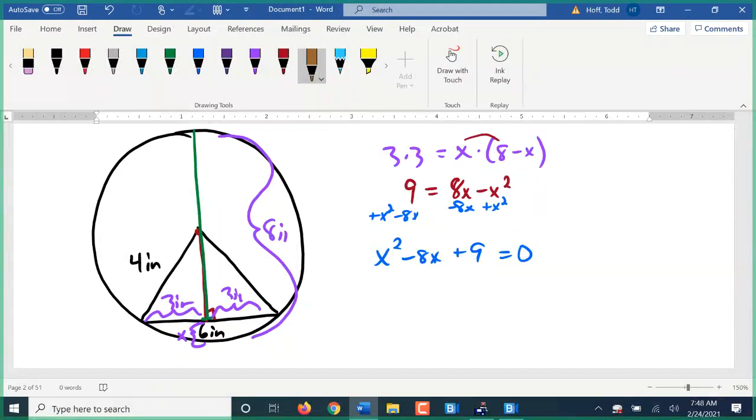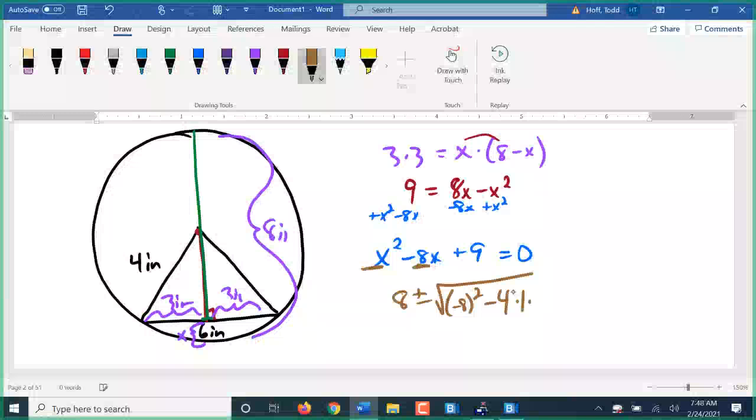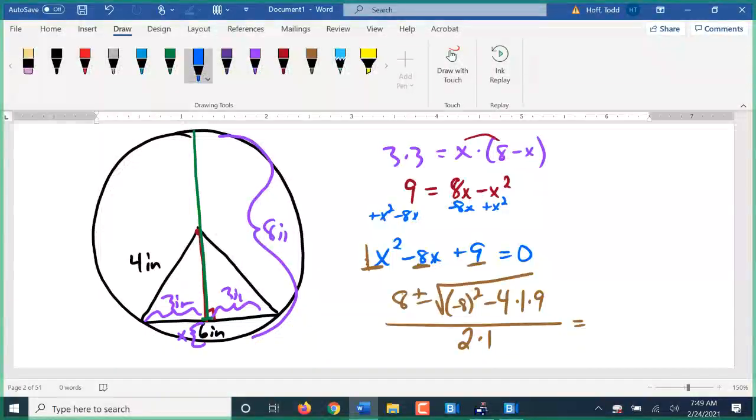But the solution always takes on the form of opposite b. So that's a negative 8, so it's going to be a positive 8. Plus or minus the square root of b squared, which would be negative 8 squared, minus 4 times a, the number on the x squared, well, that's just a 1, times c, the number that's by itself, so that's the 9. All over 2 times a, well, a is again the number with the x squared, so that's a 1. This is not something you need to know, by the way, the quadratic formula. That's not something to be tested on.